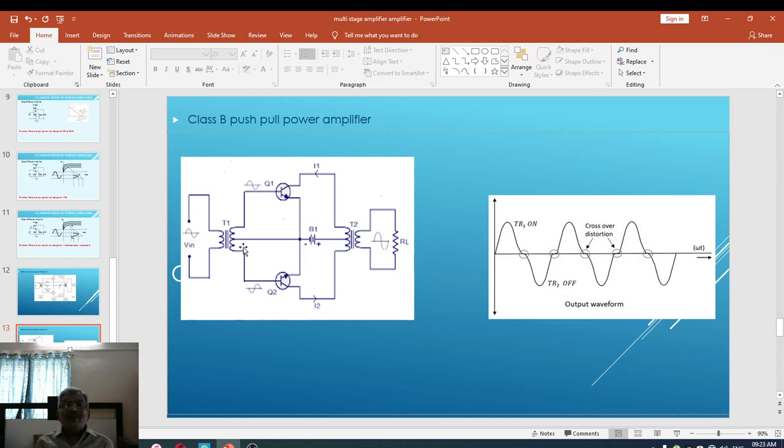The secondary winding of the transformer T1 is connected to the bases of transistors Q1 and Q2, whereas the emitters of both transistors are connected with each other. Across the collectors of both transistors, the primary winding of the output transformer is connected. Across the secondary winding of the output transformer, a load resistance RL is connected. You may replace this load resistance by a speaker or headphone. That forms the construction of the Class B push-pull power amplifier.